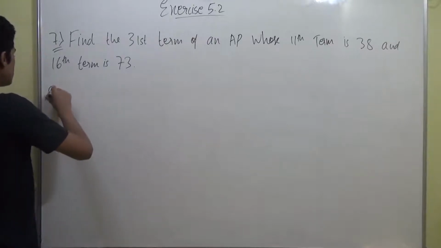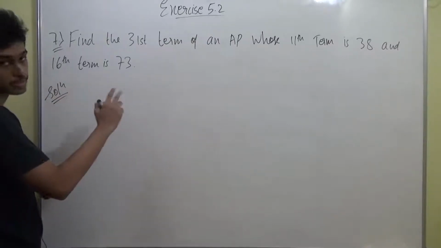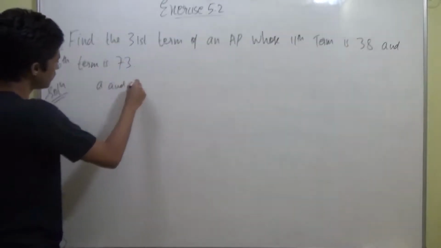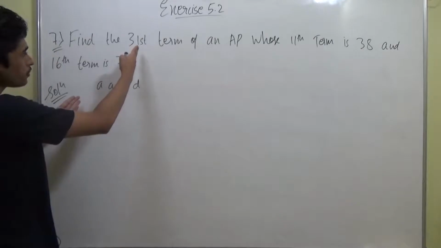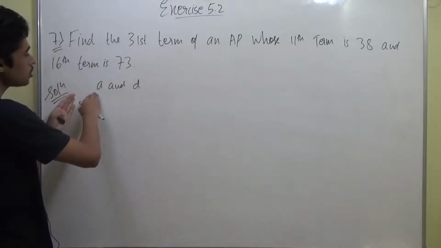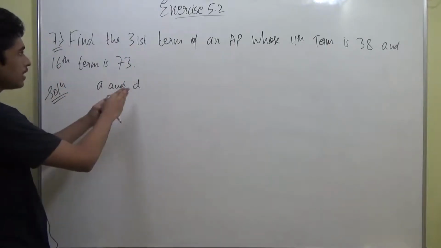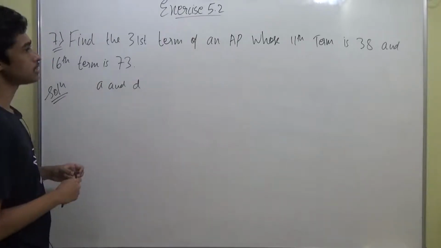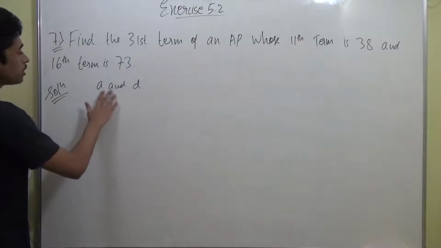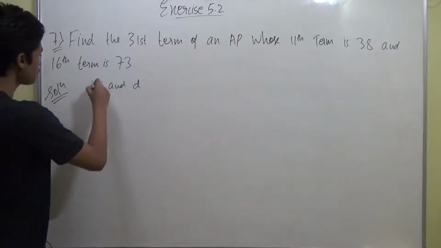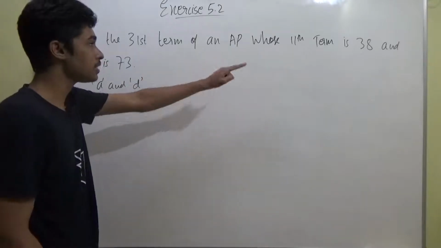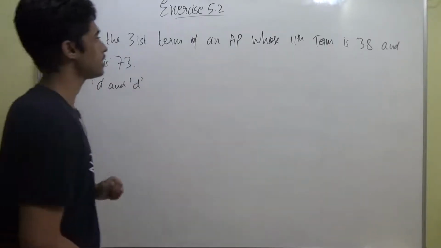So to find any term of an AP we require two things, guys, right? That is A and D. Because they have given the 31st term, which means n is 31. So once we have A and D, and n is already given, we will be able to find A of n, right? That's the concept, guys. So first our goal is to find A and D. That we'll find using these two conditions, guys: 11th term is 38 and 16th term is 73.